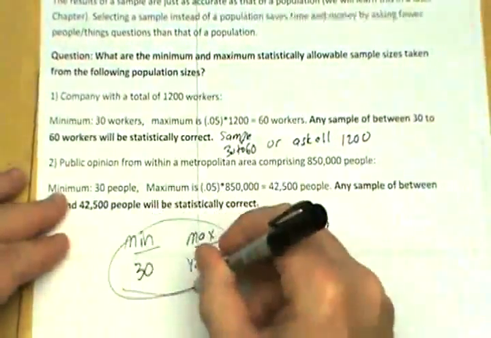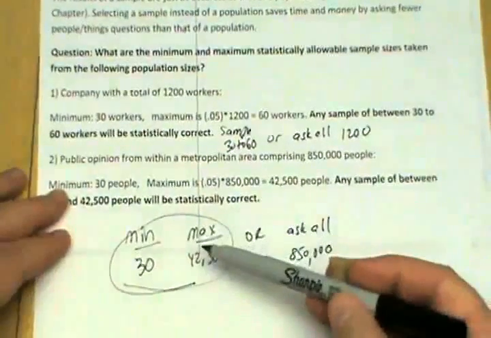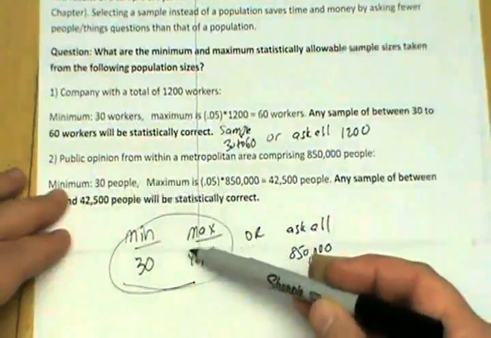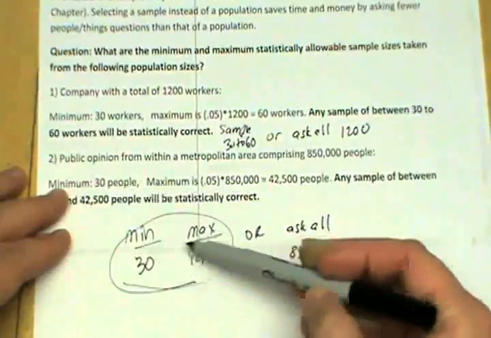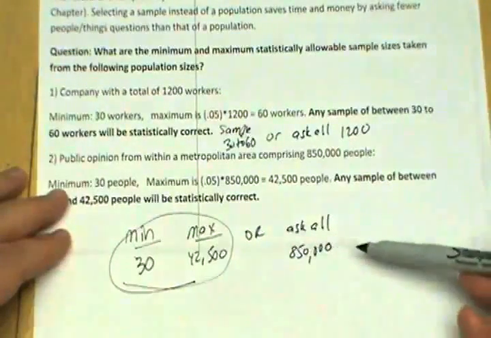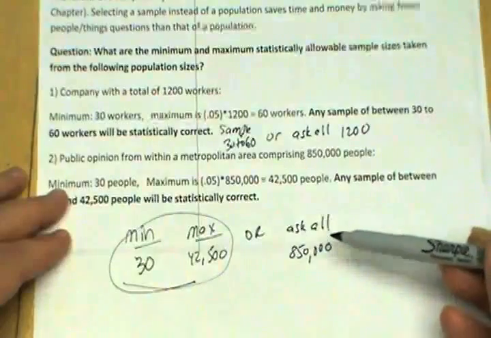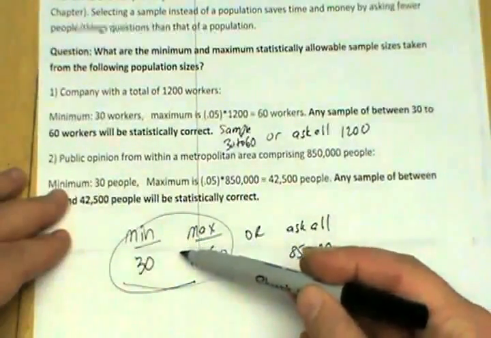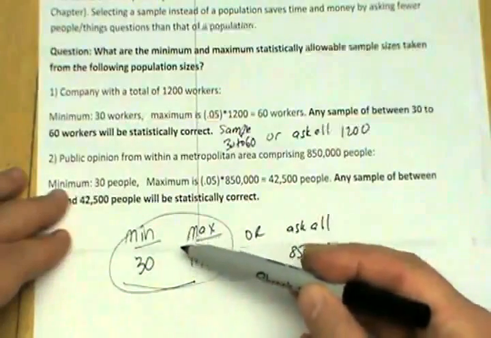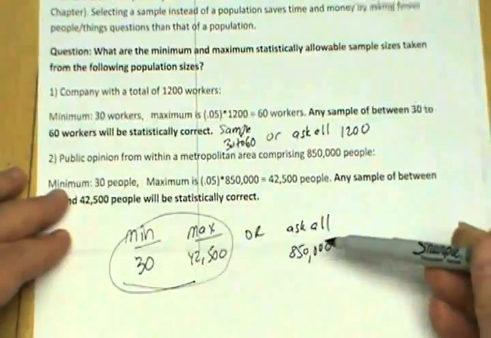This would be better simply because it's going to take you less time and effort to ask within this range, so long as the people are asked randomly, than to ask all 850,000 people, especially when the results from whatever sample size you pick here are going to be almost as accurate as everybody.